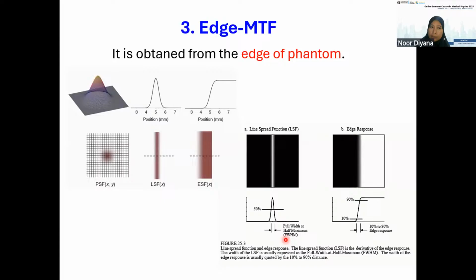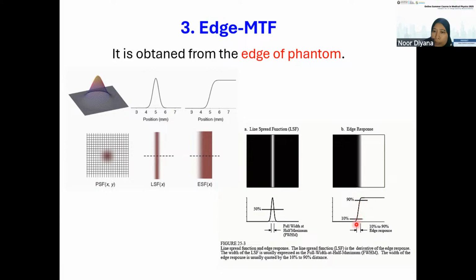For example, just now, for the point spread function, we just take one point, and then we see the spread of that point. It can also give you the line spread function. For edge response, it is actually between two structures that have different contrast, and then we measure how good the resolution is at the edge.